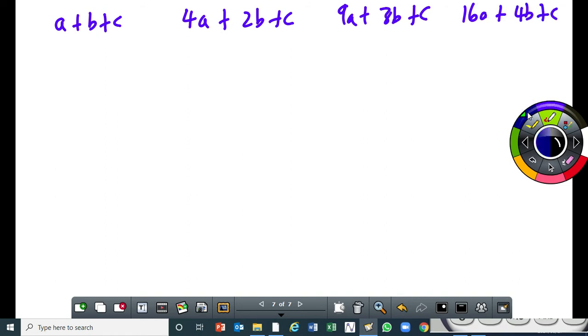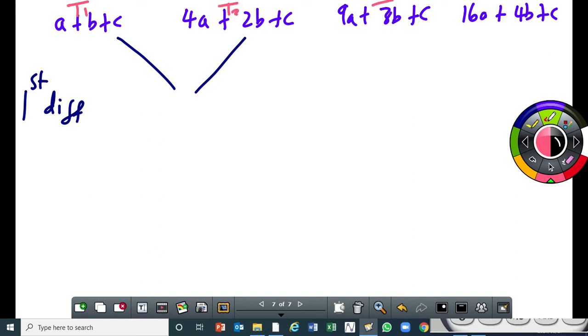Now let's find the first differences. Right, by DIFF I'm referring to differences. So if you do a subtraction here, remember, it's not complicated. This is T1, that's T2, this is T3, that's T4. So here is going to be 4A minus A, you get 3A.